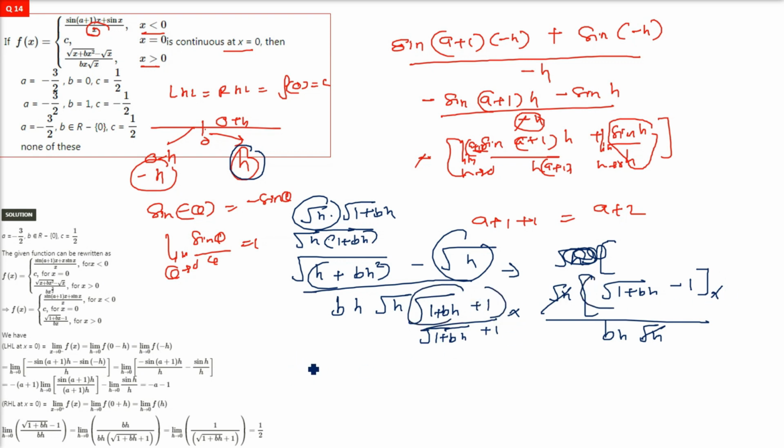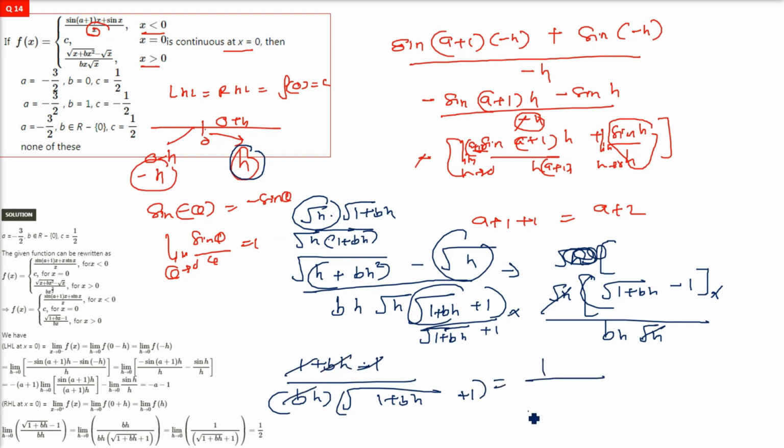So a square minus b square, it will be 1 plus bh minus 1. And in the denominator we have under root 1 plus bh plus 1. So we have bh already here, and then we have under root 1 plus bh plus 1. So this gets cancelled, bh, because 1 minus 1 is 0, bh gets cancelled. We are left in the denominator with under root 1 plus bh plus 1.